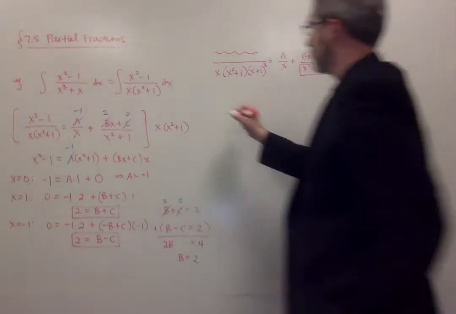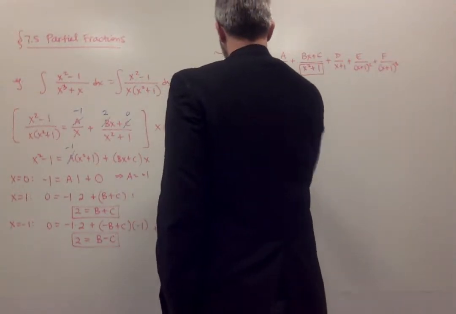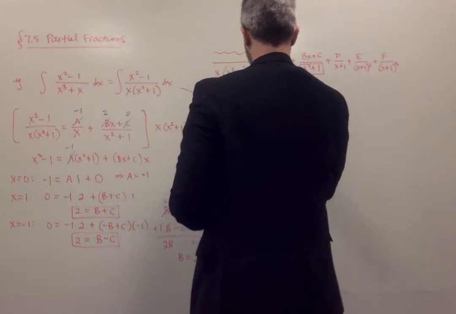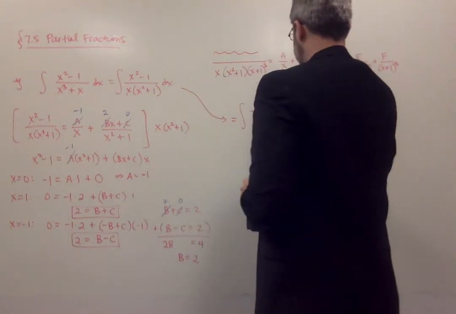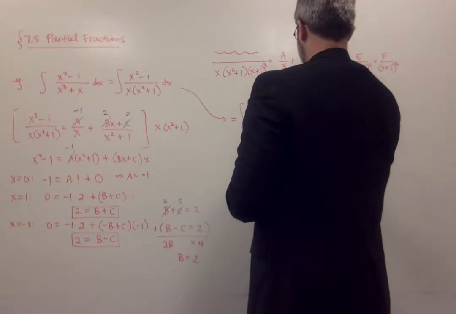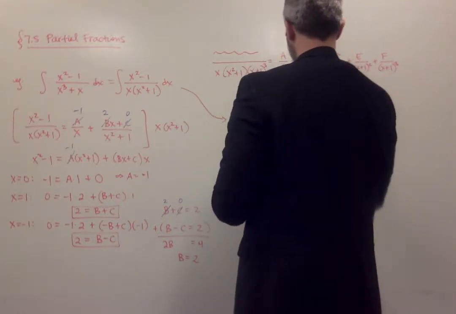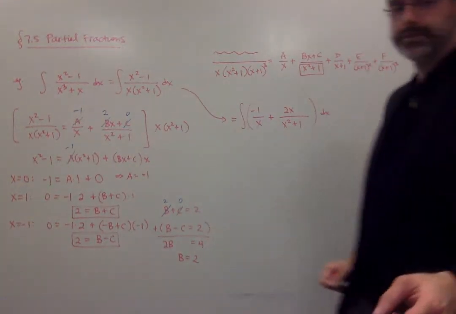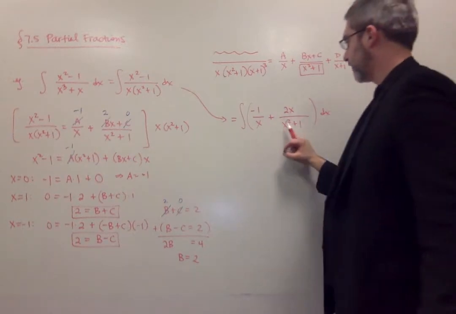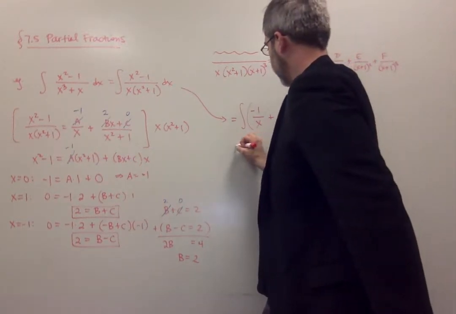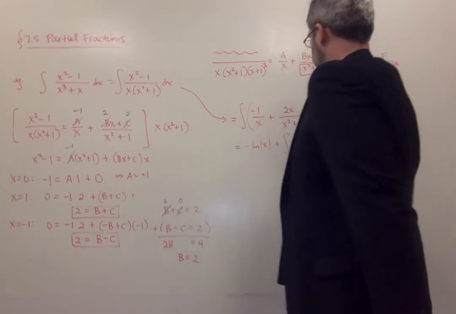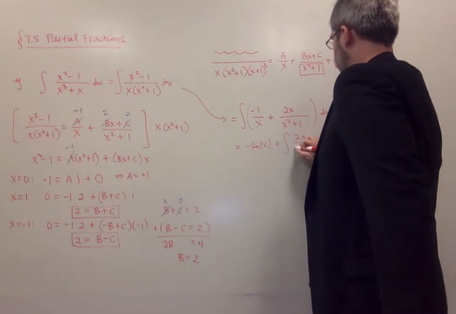So now what we're going to do is this integral now turns into this much simpler form, negative 1 over x, since A was negative 1, and B is 2, so I've got 2x plus 0, C is 0, over x squared plus 1. All right. Now the way that I'm going to do these two integrals is very different, so I'm going to separate them. We can actually just go ahead and do the first one. But I'm going to leave the second one like this.